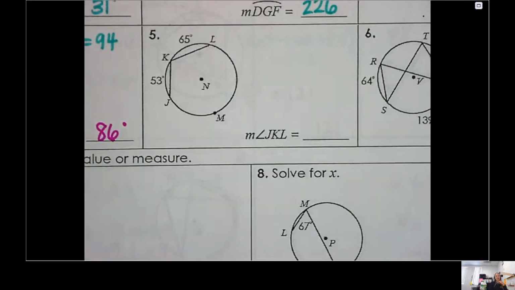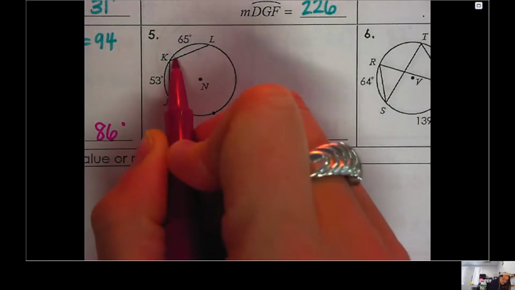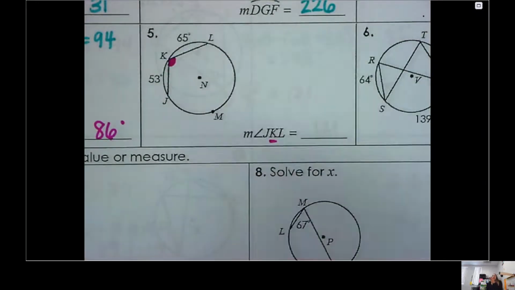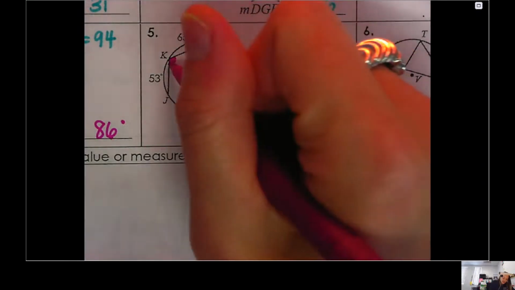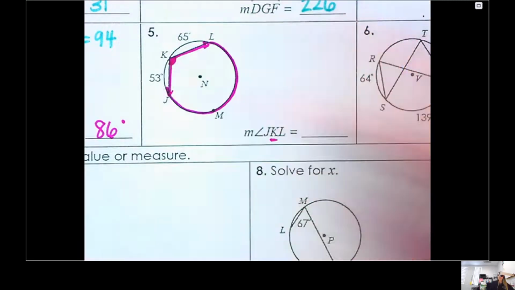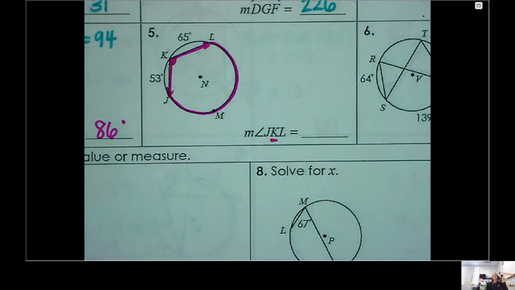Okay. What should I do for 5? Times what by 2? Oh wait, never mind. Divide. Well, I'm looking for angle K, right? So I'm trying to find this piece. Okay, if you're looking at angle K, what does angle K open up to? Not the whole thing, no it doesn't. JML, it opens up here, right? So I'm trying to figure out this piece. Well, there's nothing there. That's unhelpful. What do you have though?